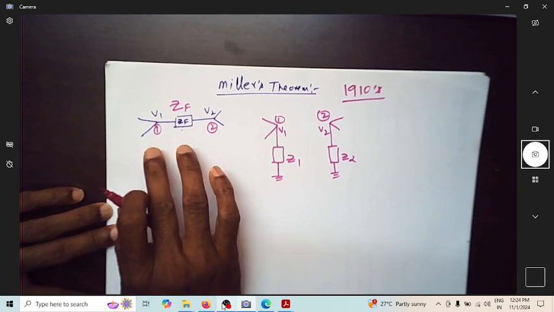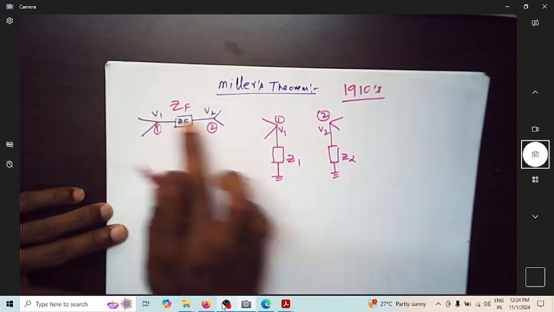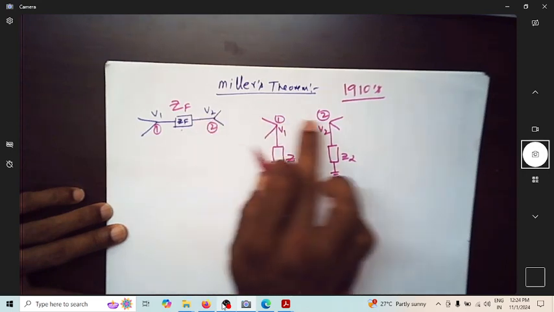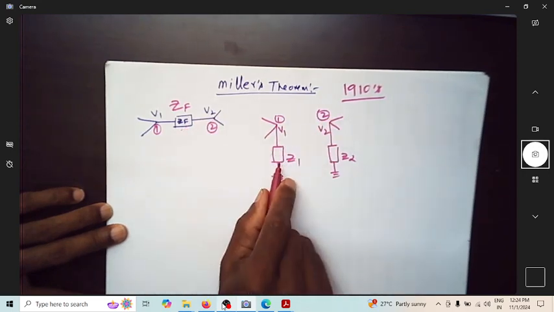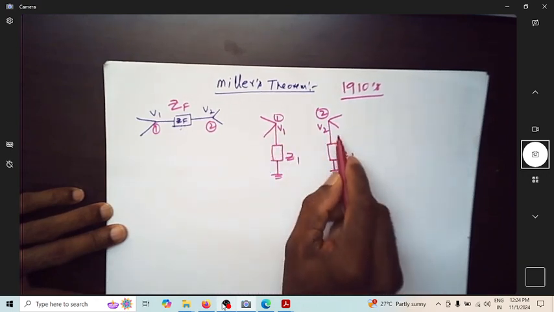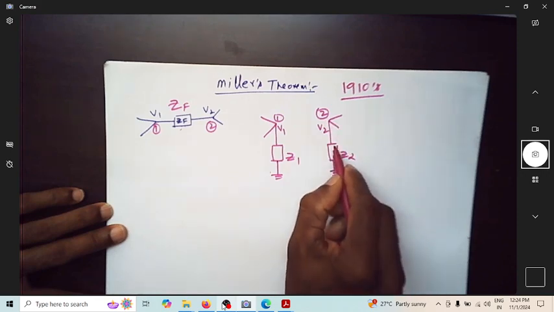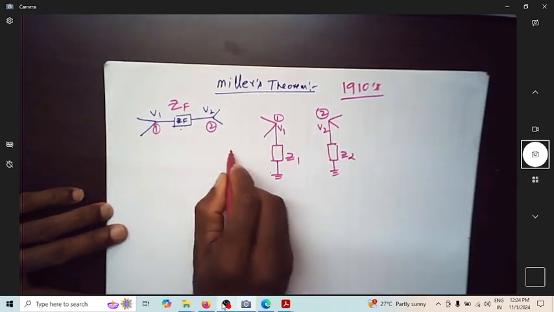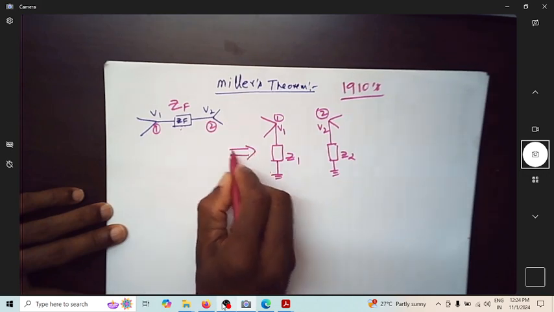This is actually V1 voltage, this is V2 voltage. No change in these nodal voltages. This is V1 at node 1, at node 2 it is V2. This ZF is now replaced by Z1 between node 1 and ground. Z2 is between node 2 and ground, and these two are 100% equal.